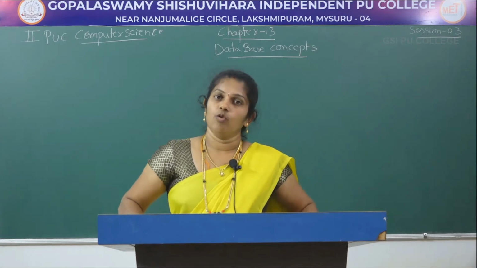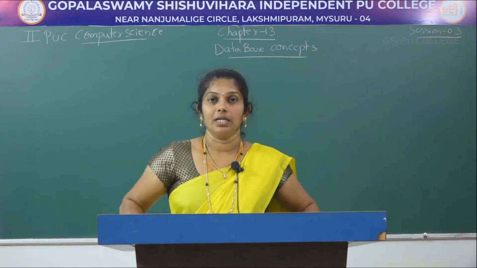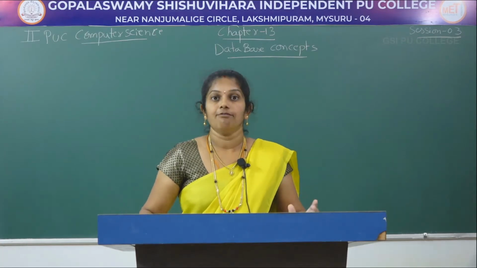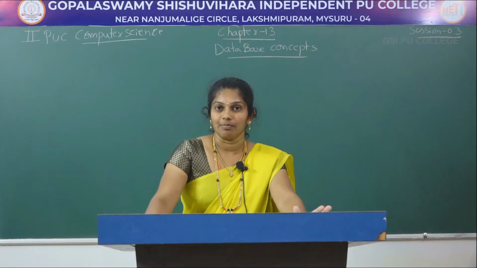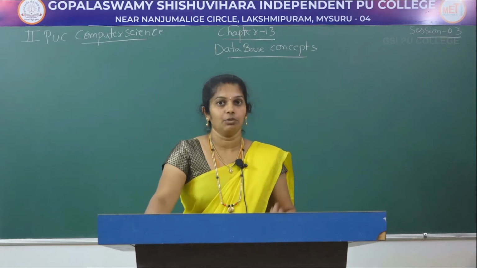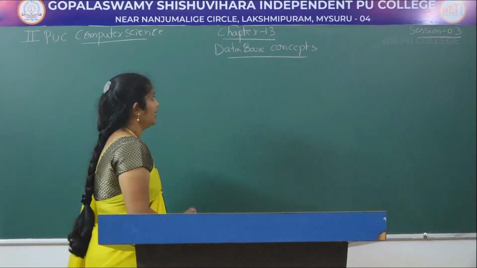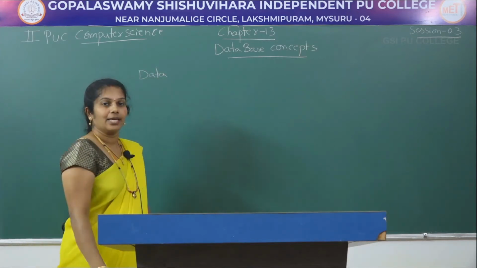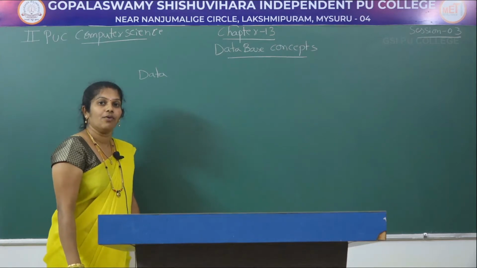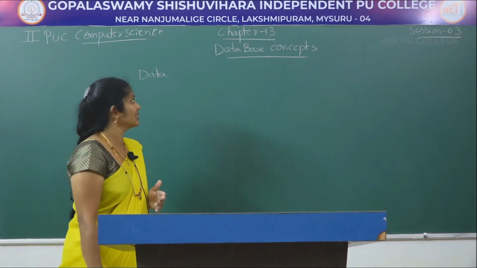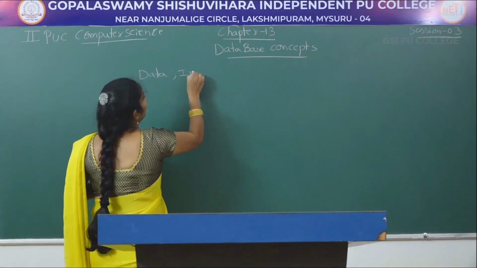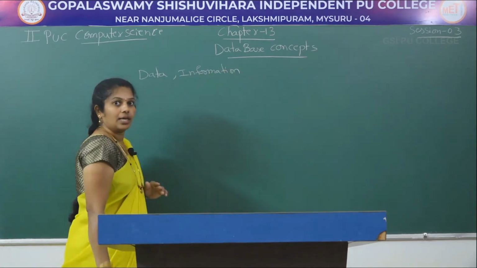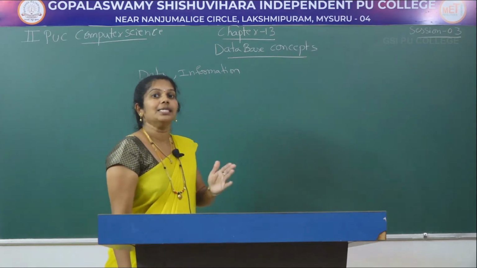Already we explained what we mean by data, database, character, information, field, data types. Once again to recall, data is a collection of raw facts, figures and statistics. Information is processed data.